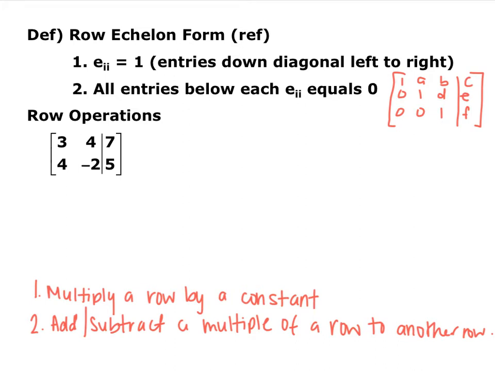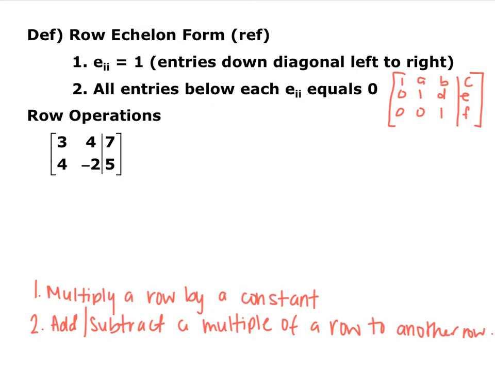You can also add or subtract a multiple of a row to another row. Again, think of elimination, when you multiply an equation by something and then add it to another equation to simplify it. Basically what we're doing is the elimination method. We're just doing it in matrix form instead of in equation form.